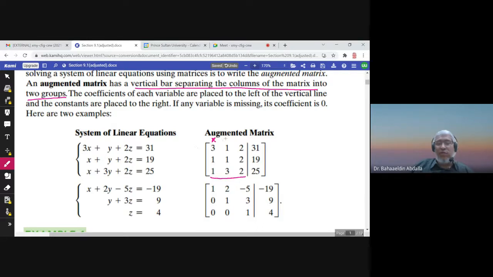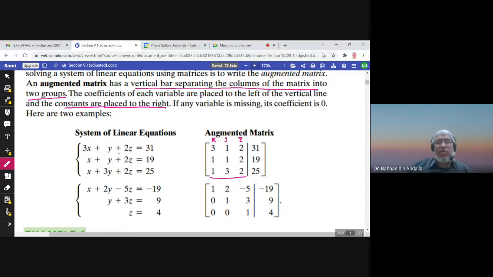The coefficients of y will form the second column. The coefficients of z will form the third column. The coefficients of each variable are placed to the left. The constants are placed to the right. The constants, these numbers, 31, 19, 25. But notice that the system has to be written in this form: x, y, z here, and the constant is on the right-hand side.